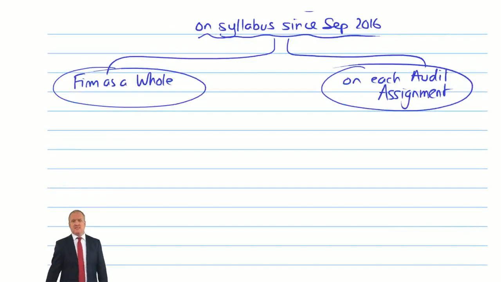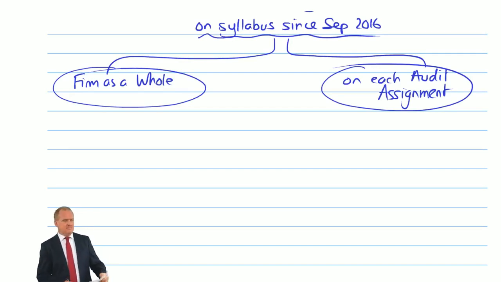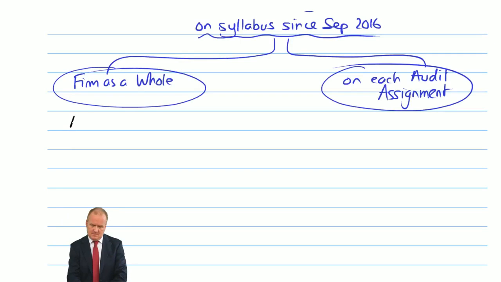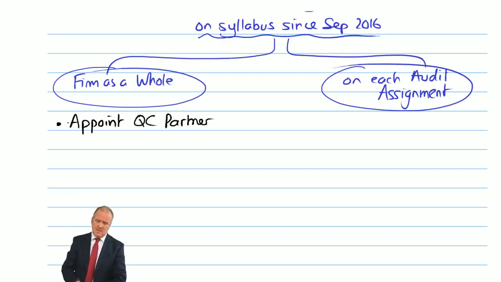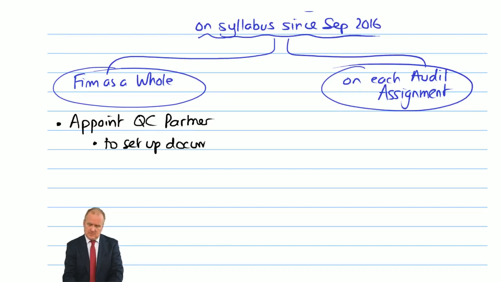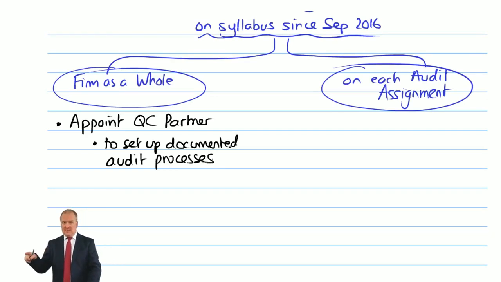So imagine you were starting a new firm of accountants tomorrow. You've got no clients yet, but you're starting to set up your systems. How do you make sure that from day one, good quality? Put someone in charge of it. Appoint a quality control partner. That quality control partner's job will be to set up documented audit processes that comply with the audit standards, of course.